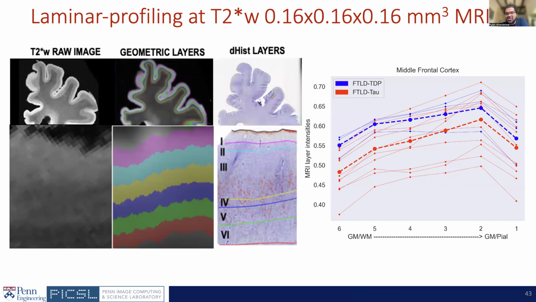We are also looking at ways to quantitatively analyze the laminar profile of the cortical gray matter to measure how different pathologies affect different cortical layers, and potentially use this as a diagnostic biomarker and thus be able to distinguish between different groups of diseases.